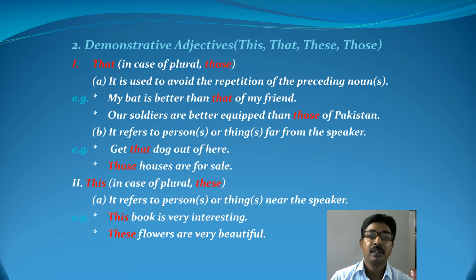And the demonstrative adjectives this and these refer to a person or thing near the speaker. Example, this book is very interesting. Another example, these flowers are very beautiful.